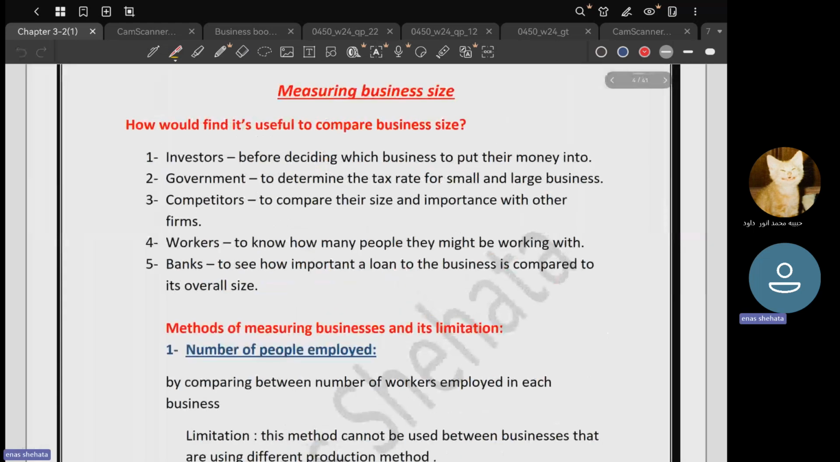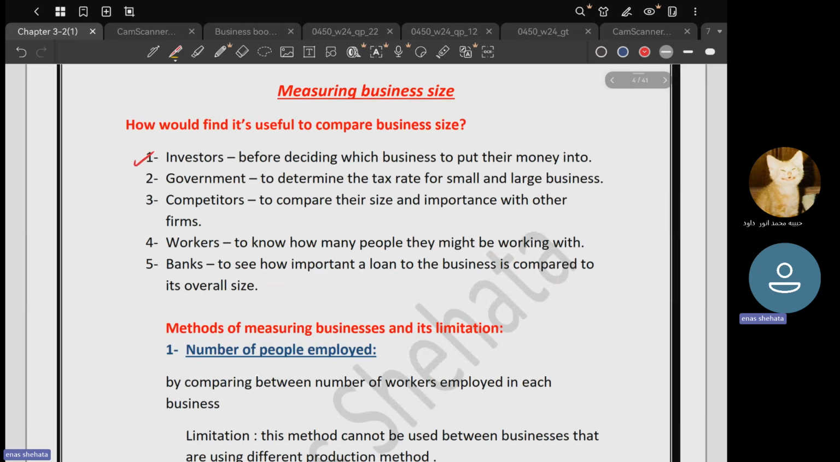Measuring business size. Now we have many businesses in our country, so I want to measure business size. I want to know the size of our businesses. Who wants to know the size of our business? Who is interested in comparing business size? Number one, investors. An investor has money and he wants to invest this money in a business. Which business will he invest his money in? So he will compare between businesses. So this is the first one who is interested in comparing business size, which is investors.